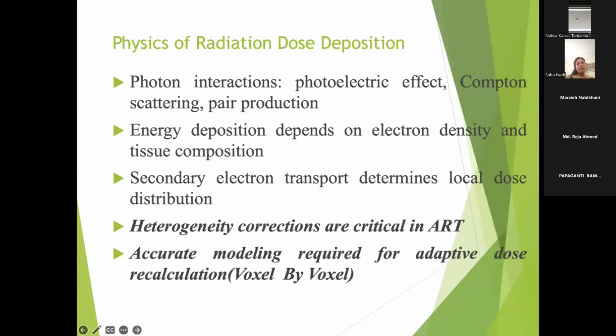So basically, if you talk about the physics of radiation dose deposition in ART, it has a few basic steps that are similar, but heterogeneity corrections are critical and accurate modeling is required for adaptive dose recalculation, and that may be voxel by voxel calculations.